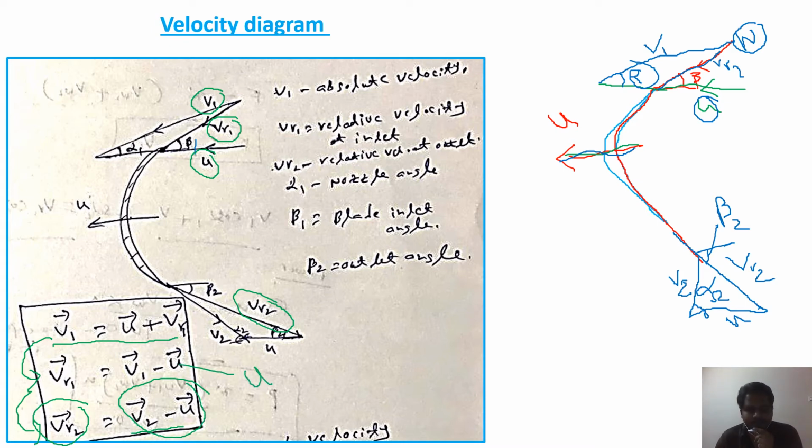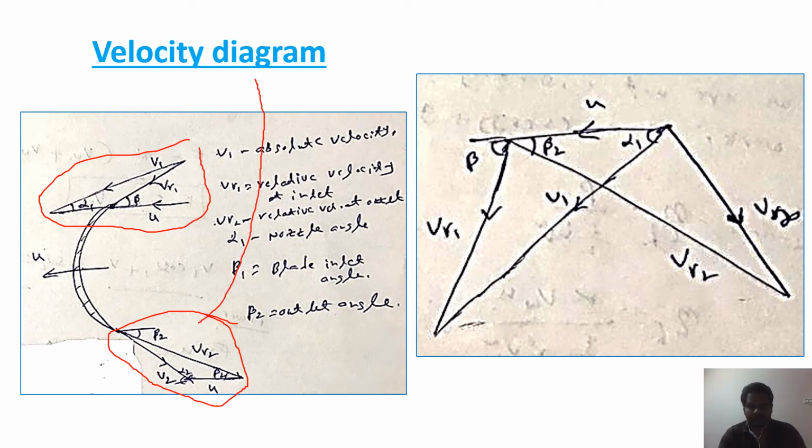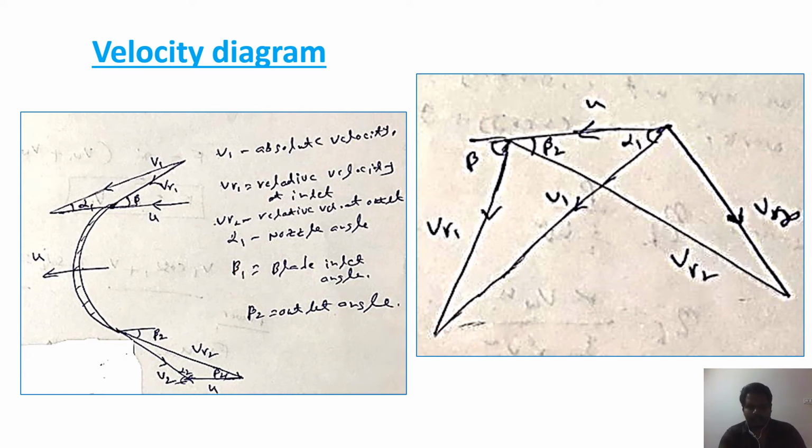Now in the next slide we will see how to join all these velocities and how to combine them, then it will become a velocity diagram. If you transform all angles and velocities into a single diagram, that diagram is known as the velocity diagram. So this is the velocity diagram. Now let us see how to draw it, how to join all angles and velocities in a single diagram.